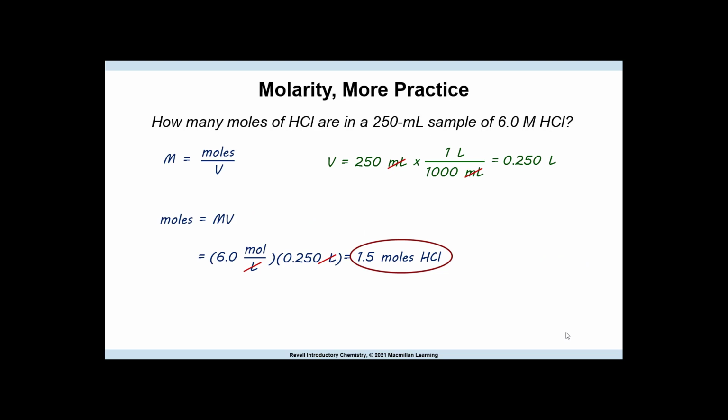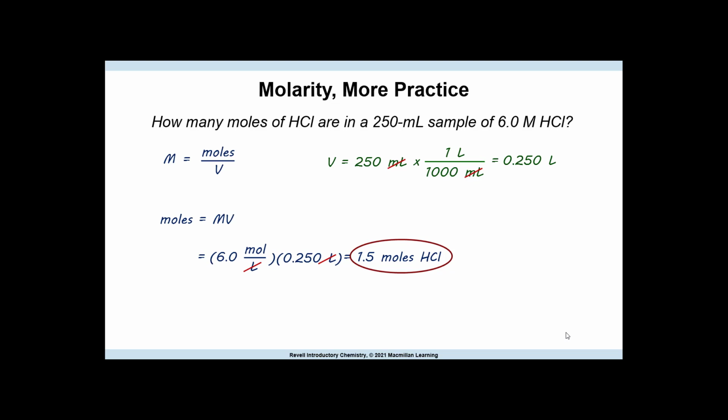Okay, so let's look at another one. How many moles of HCl are in a 250 mL sample of 6 molar HCl? This is not a difficult problem. This is actually a very easy problem. You just have to make sure you understand the equation for molarity and then plug in each thing that is designated where it needs to be.